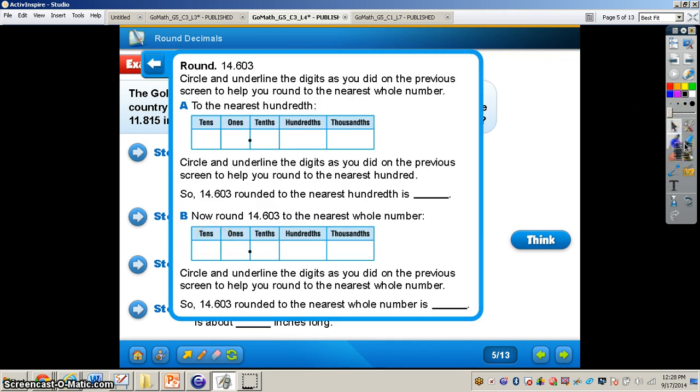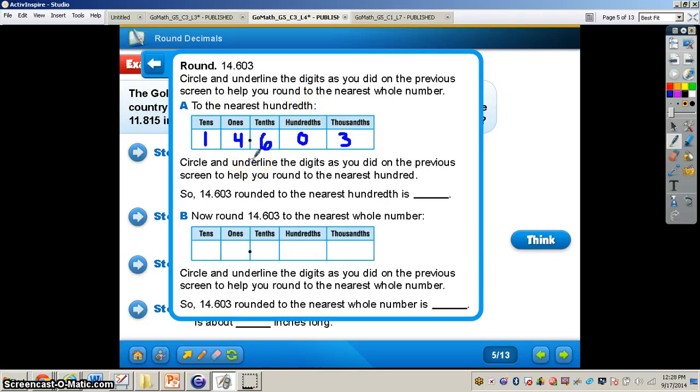Okay, so let's take a look at that bottom section, the try this section on page 118. We're rounding 14 and 603 thousandths. Okay, so in the place value chart, we're going to rewrite this. The 1, the 4, the 6, the 0, and 3. Okay, we're going to round this to the nearest hundredth.